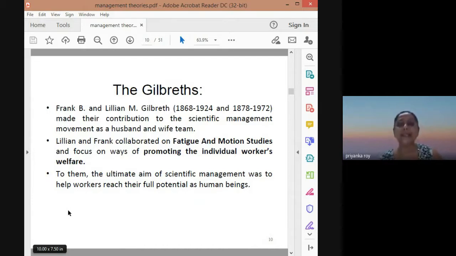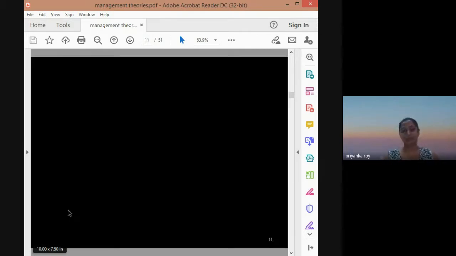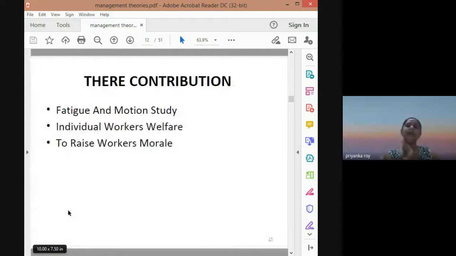Lillian and Frank collaborated on fatigue and motion study, and focused on ways of promoting the individual worker's welfare. So to them, the ultimate aim of scientific management was to help workers reach their full potential as human beings. Okay, so their contribution is fatigue and motion study, individual worker welfare, and raising worker morale.